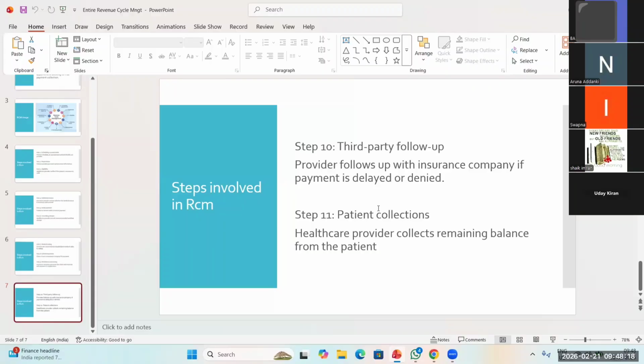When it comes to step 11, the provider collects the remaining balance from the patient. If the service is not covered or if insurance didn't pay the total amount, in those cases the provider will collect from the patient. It's all about RCM. I hope you guys understood. This is a very high level RCM.